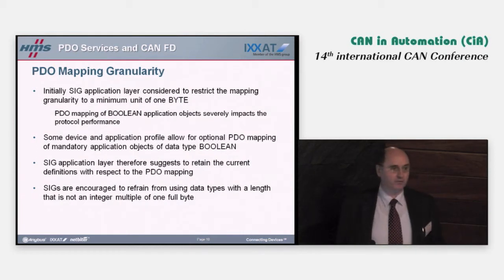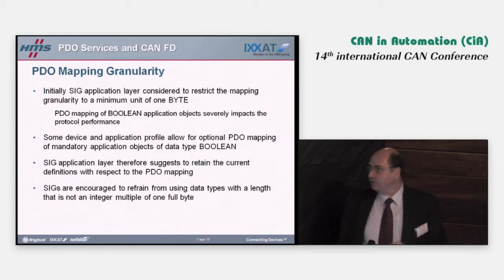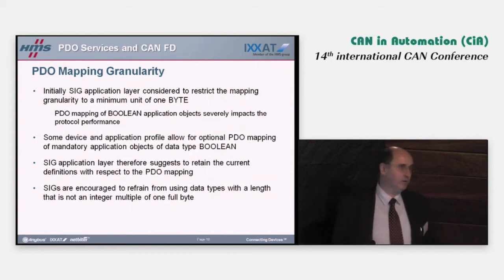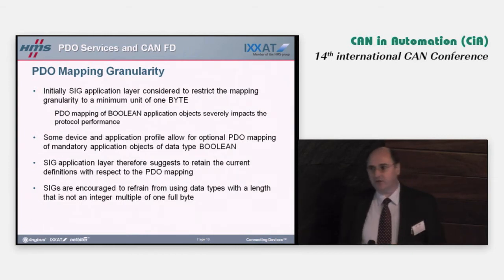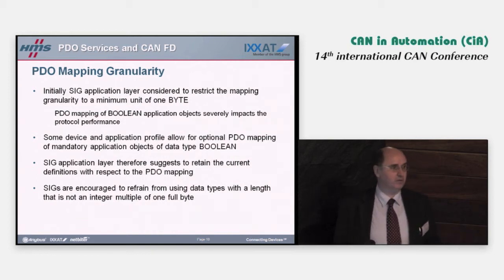Unfortunately, there are some device profiles that, first of all, allow for optional mapping of mandatory objects, for example the 401. But unfortunately they also, I think it's an application profile for the truck gateway, use Boolean objects in their default PDO mapping. So it comes from J1939, where they have 2-bit objects and things like that. So the special interest group essentially suggests that we retain the current definitions but really discourage the special interest groups working on device and application profiles from defining and using Boolean objects, because it makes things more complex. So that's the current state concerning the PDO mapping.